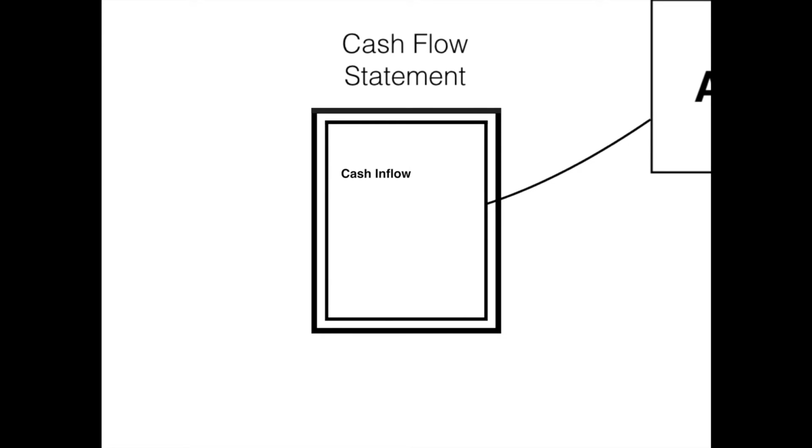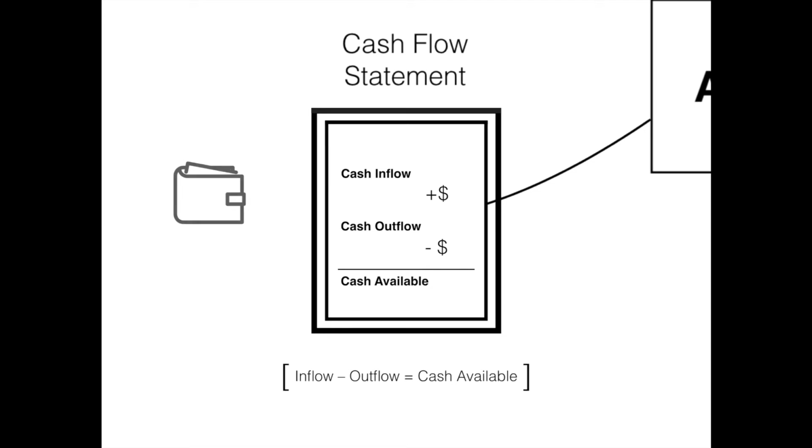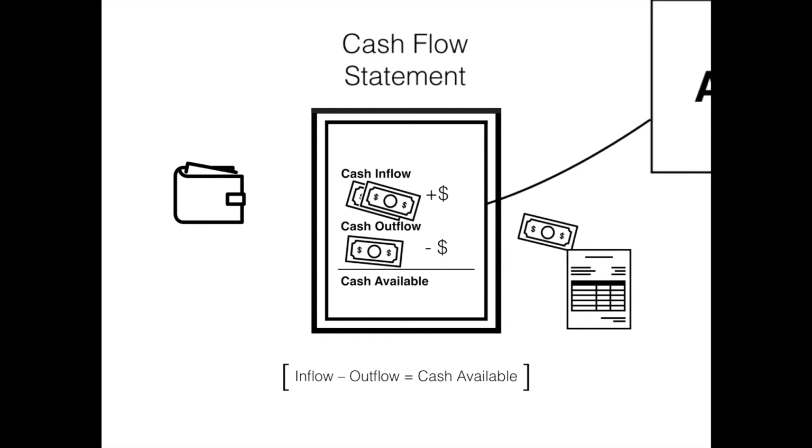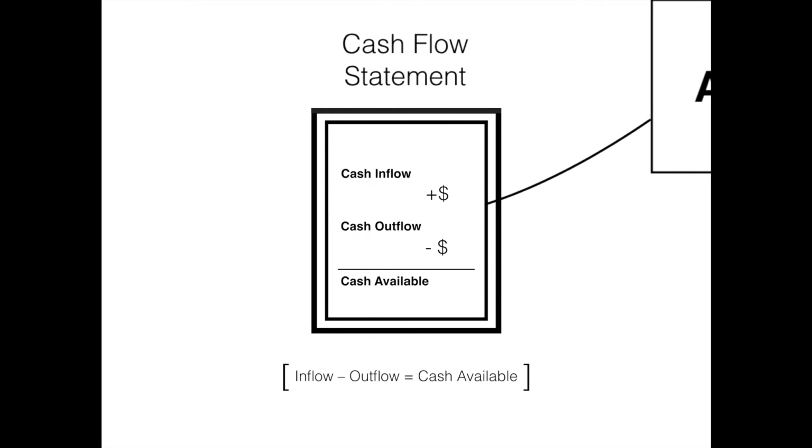So what is the statement of cash flows? It is a financial report that shows the changes in the cash position of a company over a period of time. The statement shows the difference between the cash inflows, the money received, and cash outflows, the money spent, which is the cash available to the company at any point in time.